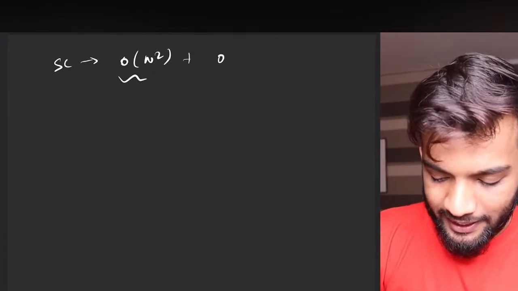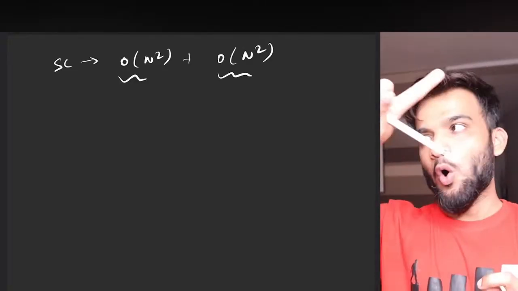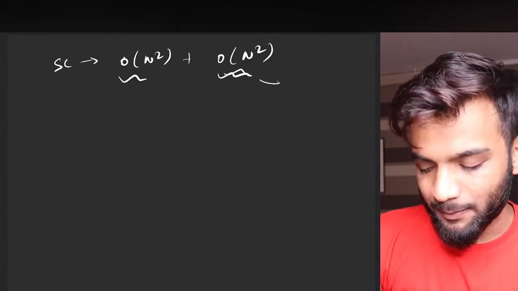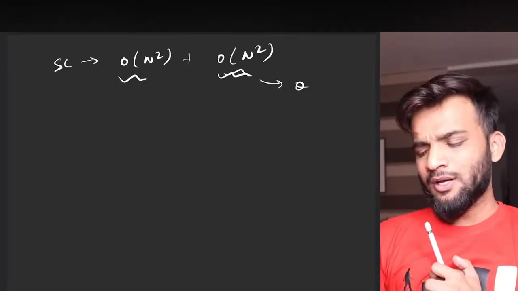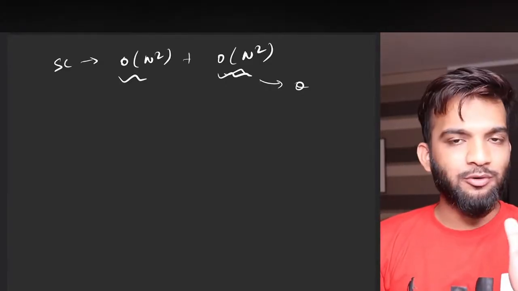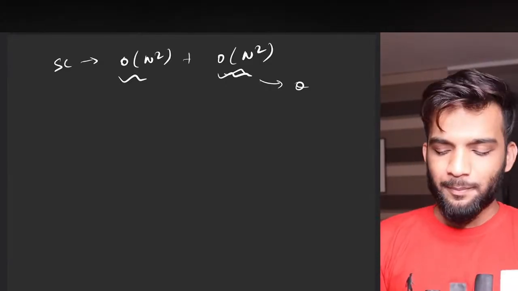There is a queue space at max n square queue space. If all of these guys are connected, the queue might end up taking n square space, but that will not happen. That is a very, very rare case. That's not going to happen. So yeah, we can say the space complexity is near about big O of n square.